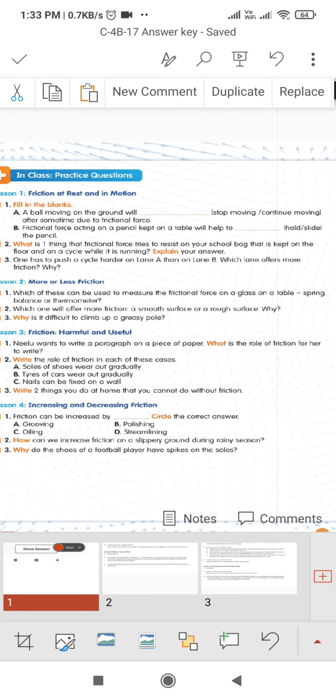Next question is, one has to push a cycle harder on lane A than on lane B. Which lane offers more friction and why? We know more friction helps to make things harder to move. So lane A offers more friction as compared to lane B.